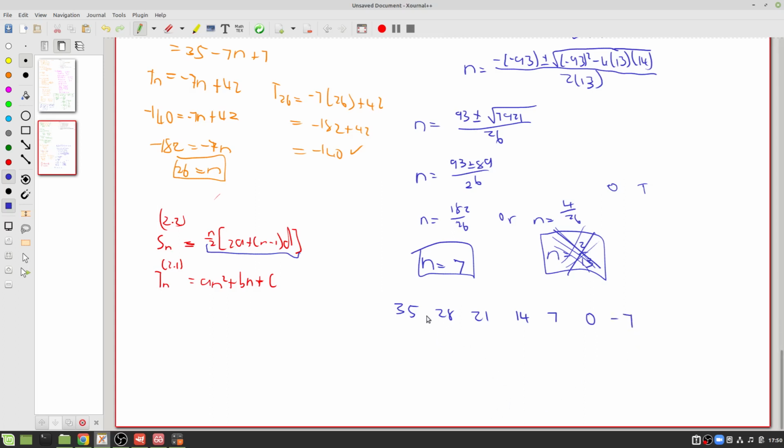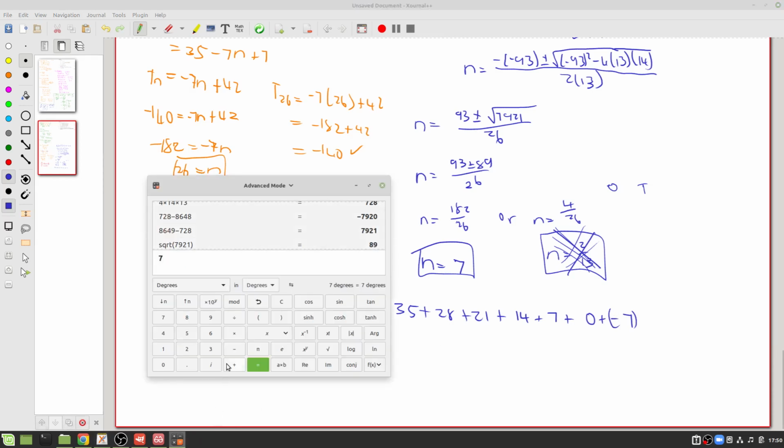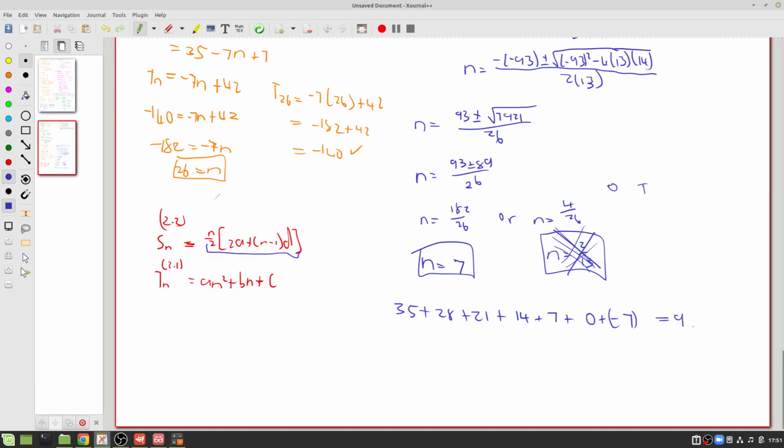Okay, so if we add all of those, let's see what we get. So 35 plus 28 plus 21 plus 14 plus 7, and then minus 7 again. And let's add the plus 0 just for fun. So 98. Okay, so that's the sum of the first 7 terms of our arithmetic sequence.